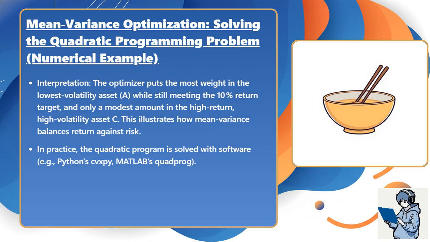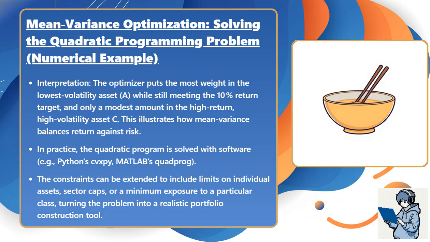In practice, the quadratic program is solved with software, for example Python CVXPY or MATLAB quadprog. The constraints can be extended to include limits on individual assets, sector caps, or a minimum exposure to a particular class, turning the problem into a realistic portfolio construction tool.